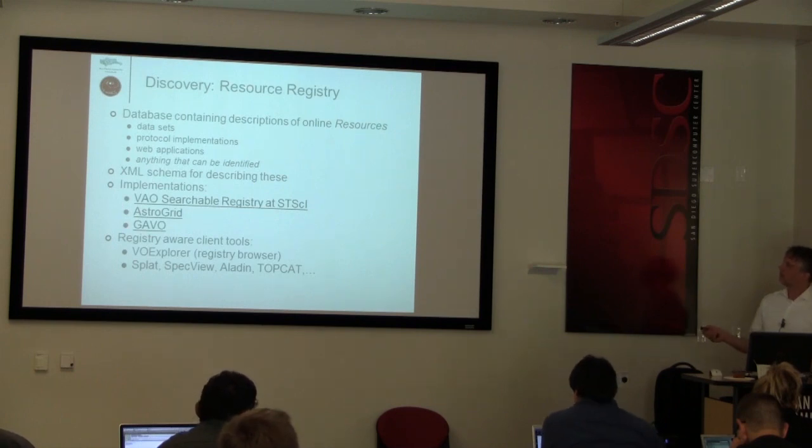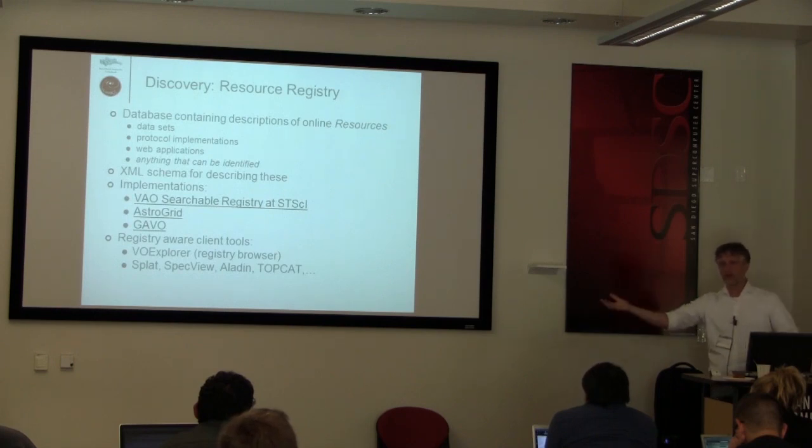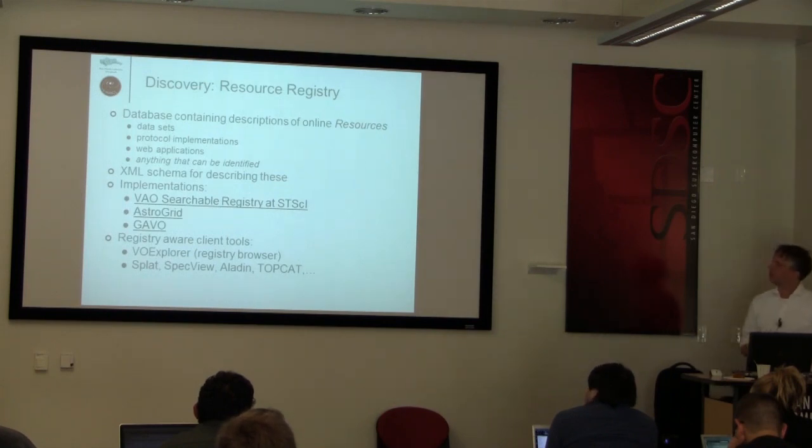So that's another very important part of the IVOA, that there's a registry, a so-called resource registry, which is, in a sense, a database containing entries. And each entry corresponds to a service, a website, or an archive. And you can there also declare that I'm implementing simple cone search.